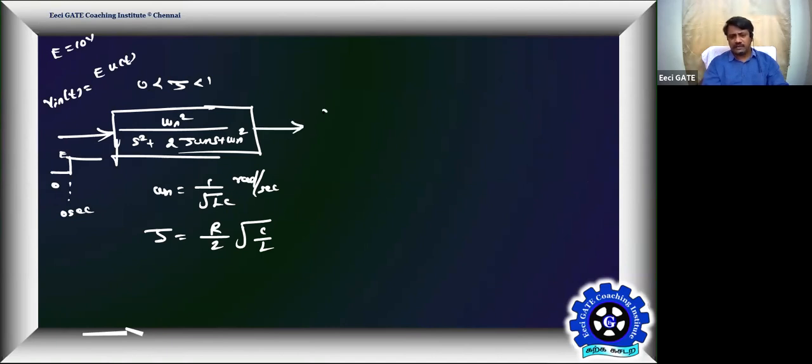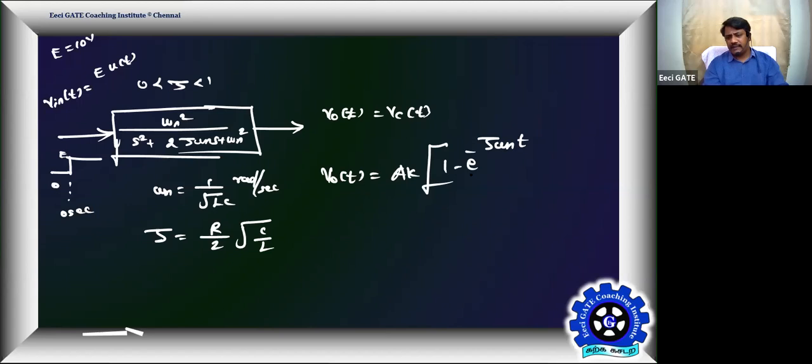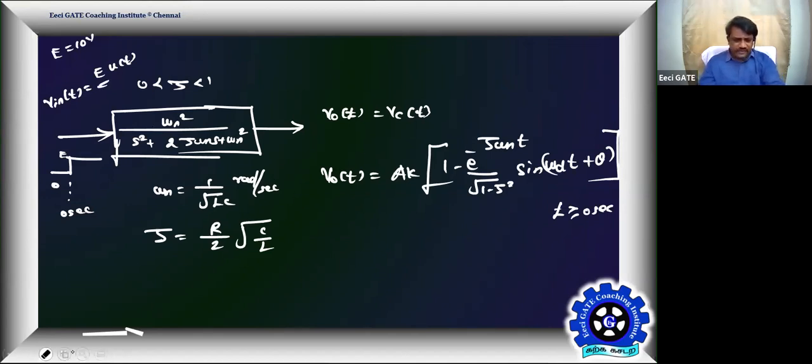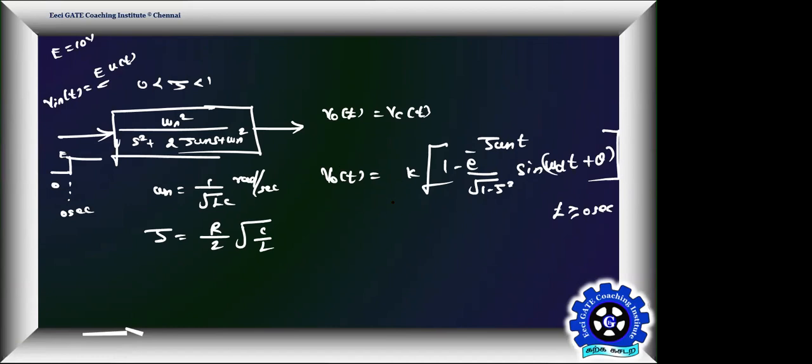Then what's the response across the capacitor, that means your V naught of t, that is equal to Vc of t, is given by, as per the fundamental, V naught is equal to A K into 1 minus e power minus zeta omega n t by root of 1 minus zeta square into sine of omega d t plus theta. That's all. Directly we can have it into U of t, or for t greater than or equal to 0 second. That's your response. Where what is A? Step size. What is the step size? E. Okay, replace this by E.